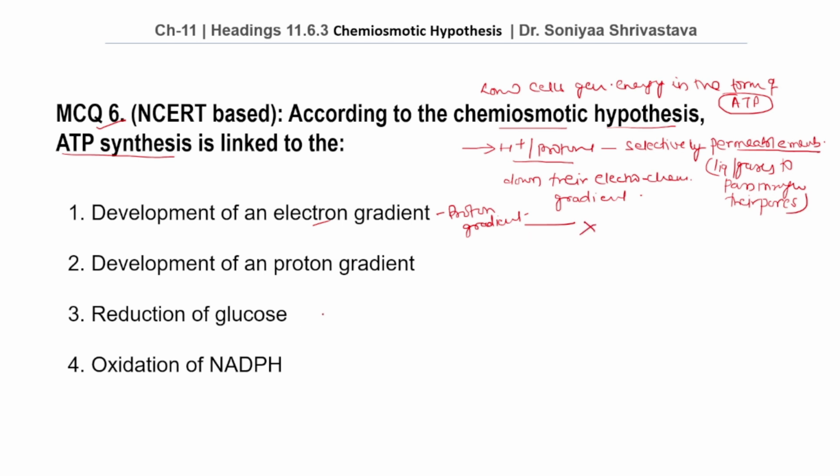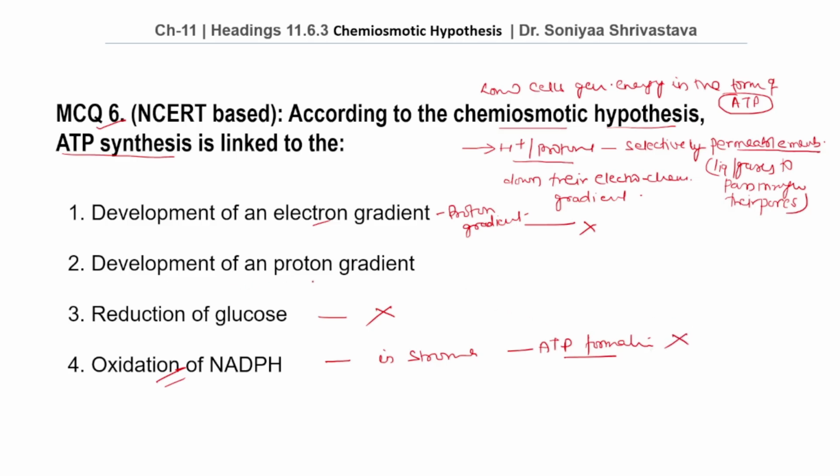Now option number 3, reduction of glucose. Glucose is synthesized during the Calvin cycle, that is in the dark reaction, not in the light reaction. It is not the direct driving force for ATP synthesis. So this option is also wrong. Oxidation of NADPH. NADPH is mainly used during carbon fixation in the stroma. Its oxidation is not the basis of ATP formation. So this option is also wrong.